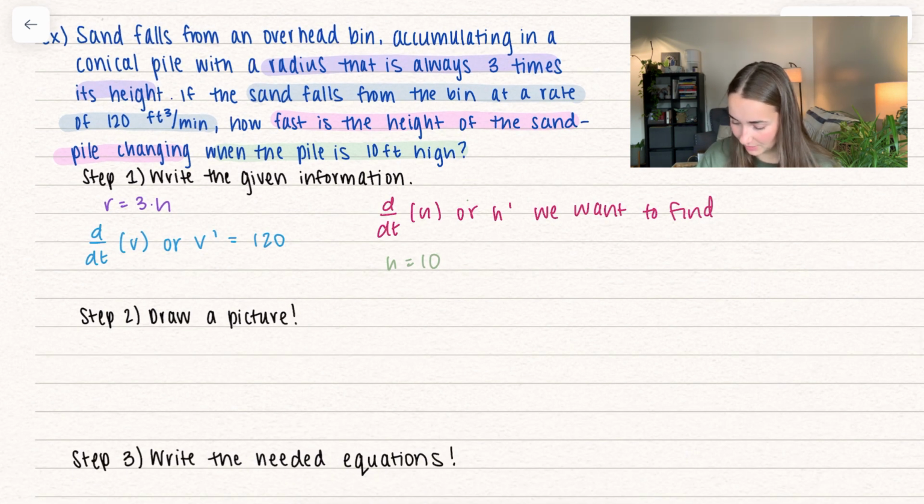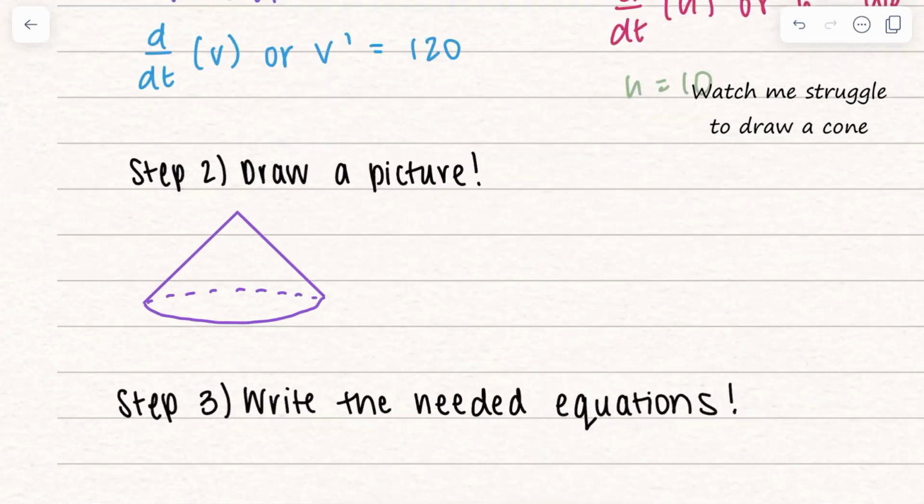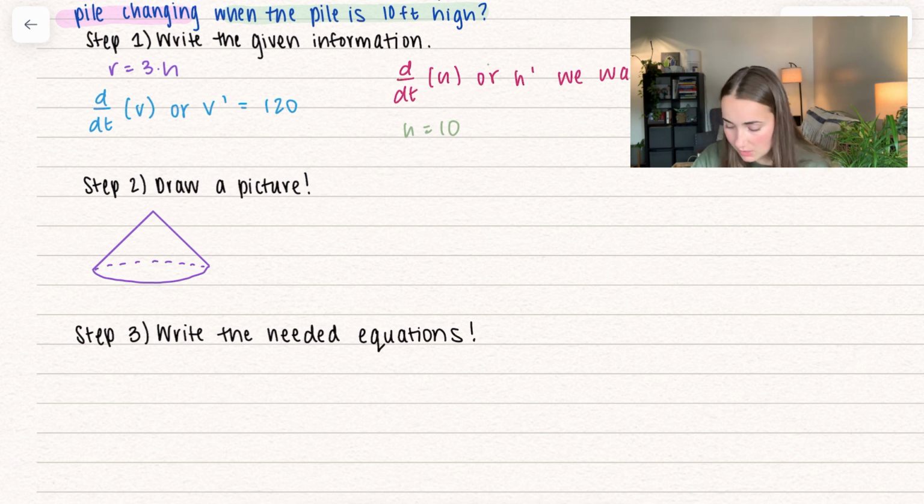So let's go ahead and draw a picture. I'm going to go ahead and draw a cone. So here's my beautiful drawing of a cone. Let's go ahead and label the parts. So first we have that this is going to be equal to the height. And then we also want to include the radius in there. So this is going to be the radius, right?